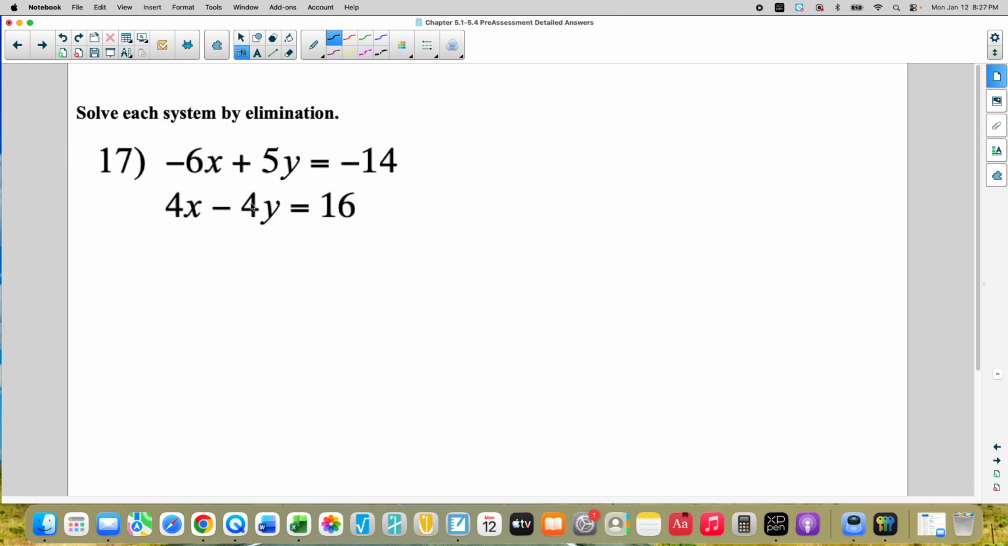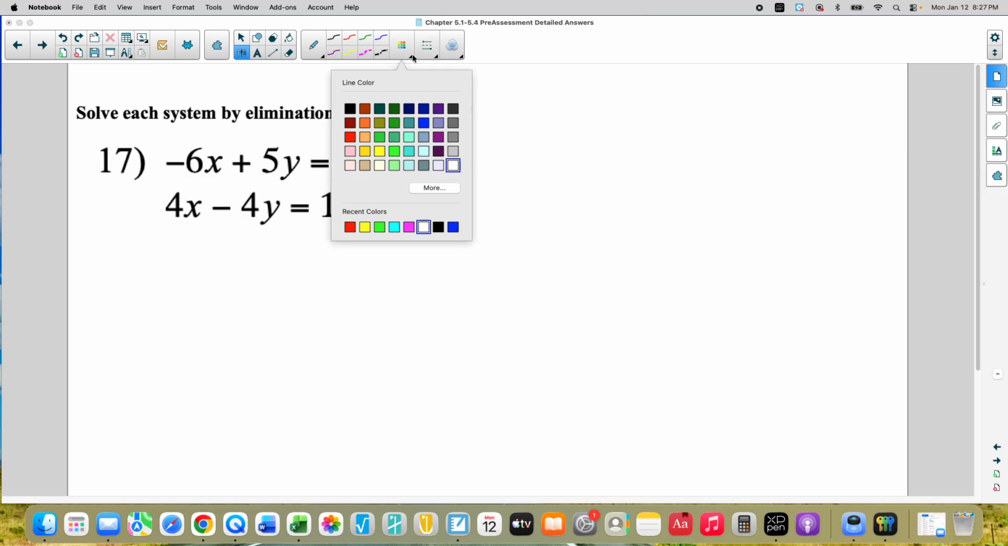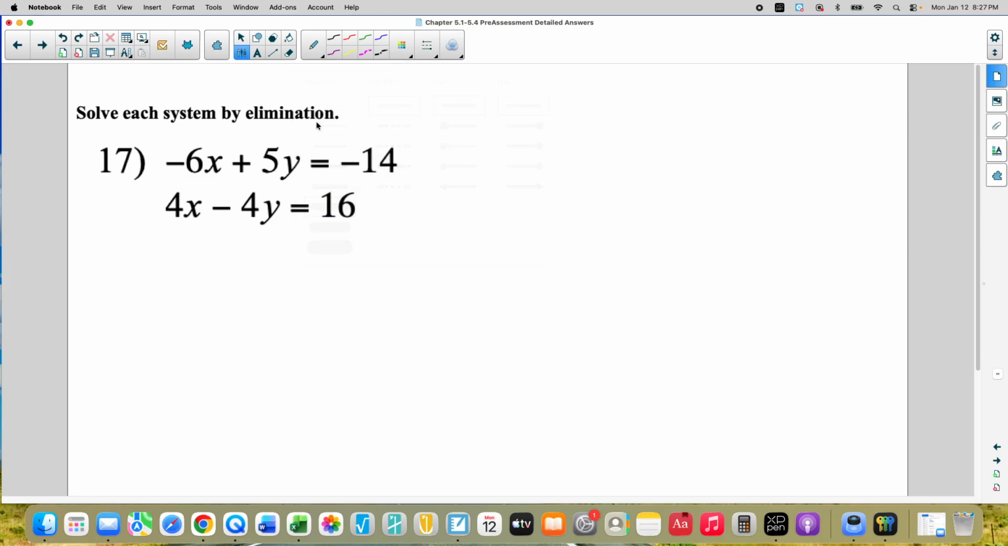These do not cancel, and I'm going to have to actually multiply both of these equations. Let's move that 17 up to the top, because no number that I multiply by 4 is ever going to give me 5. No number multiplied by 4 is going to give me a negative 6. So I'm going to use the x's, because I could have used the y's, but I'm still going to do the x's. So 4 and 6, I like a multiple of 12, right? 12 is a common multiple.